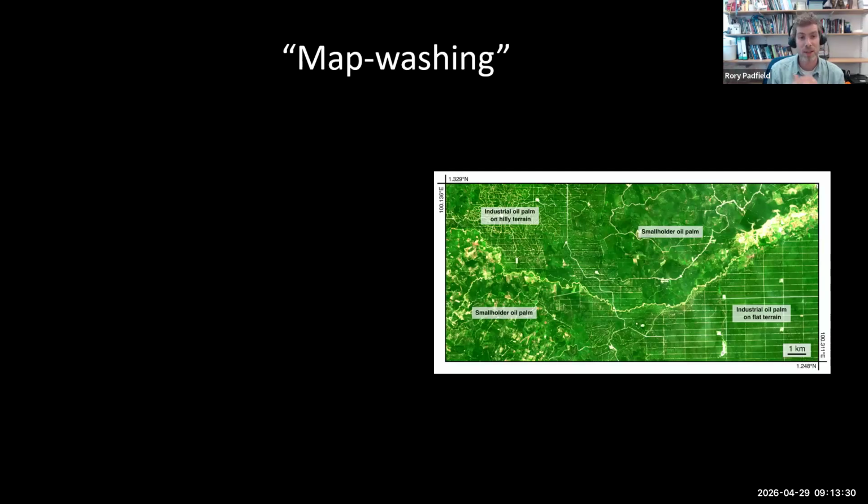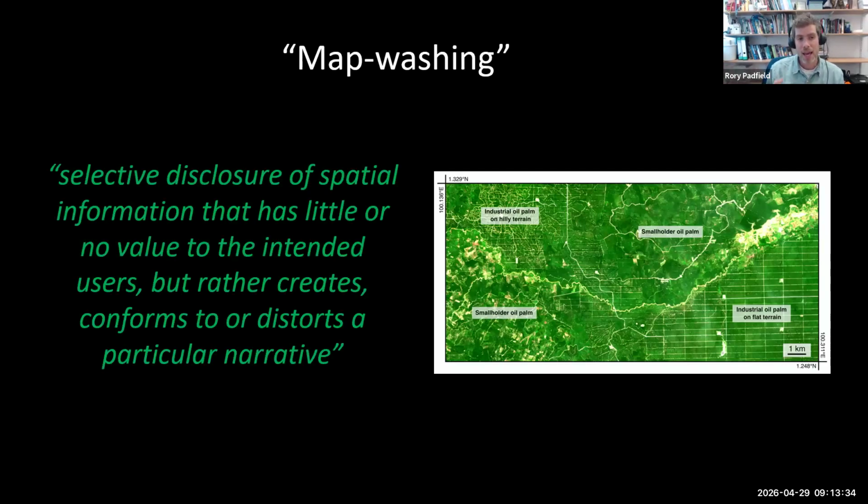However, I wanted to bring this idea of map washing to you. And we define it as a selective disclosure of spatial information that has little or no value to the intended users, but rather creates, conforms to, or distorts a particular narrative. Okay, so the key information here is it's the disclosure of spatial information, and with that kind of critical perspective that it creates, conforms, or distorts a narrative.